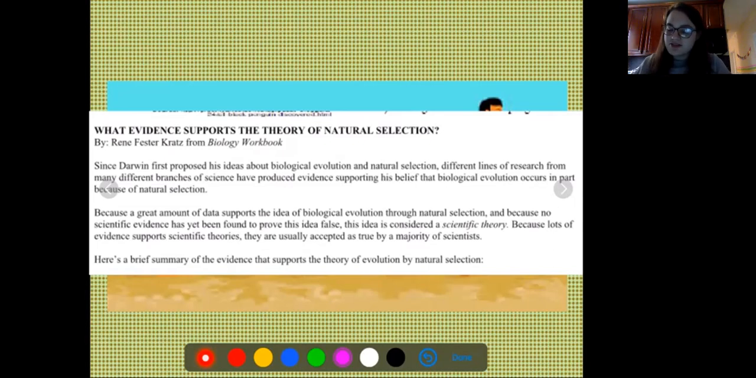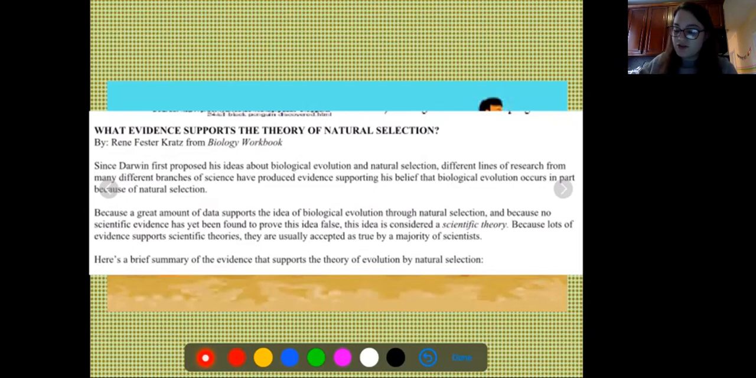Since Darwin first proposed his ideas about biological evolution and natural selection, different lines of research from many different branches of science have produced evidence supporting his beliefs that biological evolution occurs in part because of natural selection. Because a great amount of data supports the idea of biological evolution through natural selection, and because no scientific evidence has yet been found to prove this idea false, this idea is considered a scientific theory. Because lots of evidence supports scientific theories, they are usually accepted as true by a majority of scientists. Here's a brief summary of the evidence that supports the theory of evolution by natural selection.